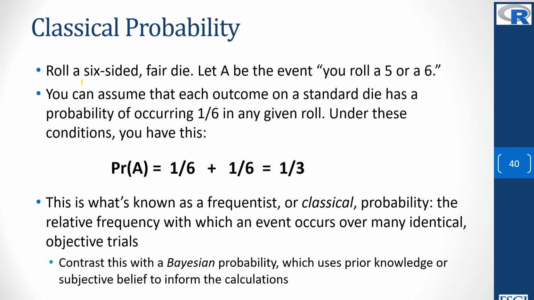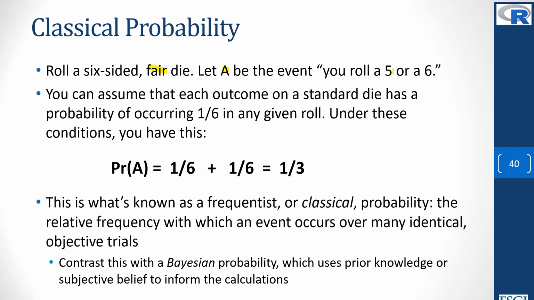Simple example, let's roll a 6-sided fair die. Now I'm thinking that statisticians must have had some bad experiences in the casinos because they always insist on a fair die. And so that propagates into these types of descriptions. So a 6-sided fair die where you have the numbers 1 through 6, we're going to define the event A as you either roll a 5 or a 6.